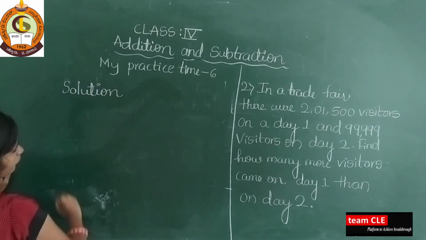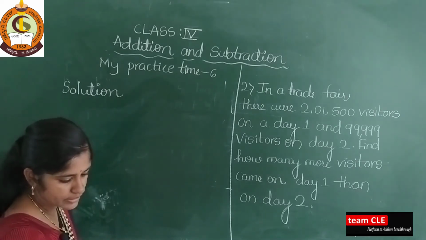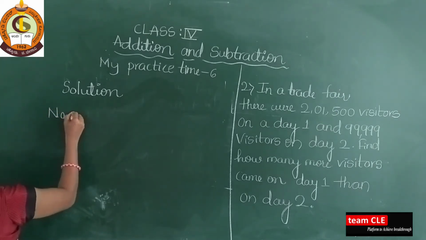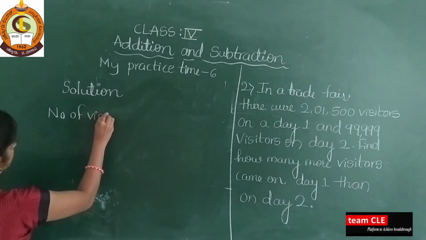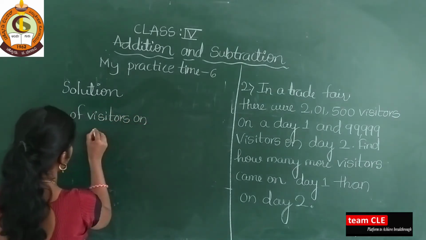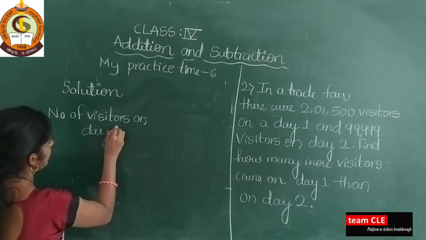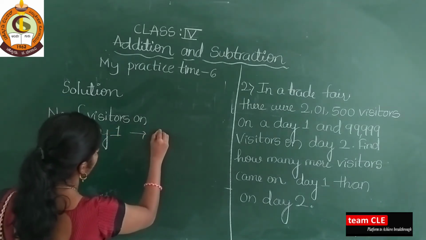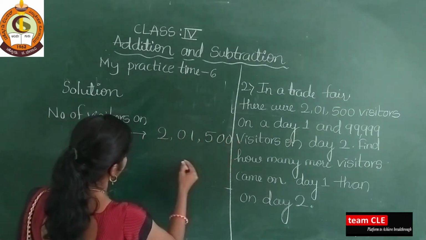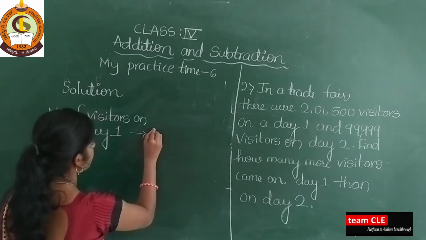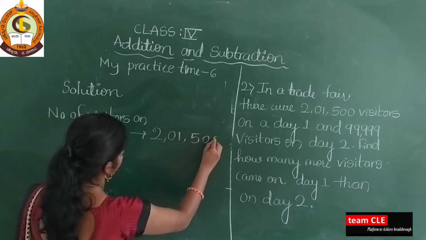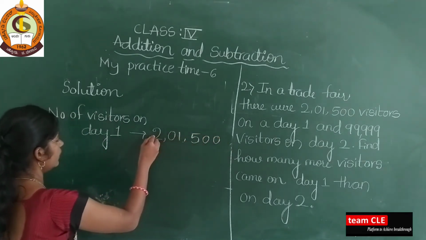Solution: number of visitors on day 1. How many are there? Tell me. 2,01,500. Okay, 2 lakh. I will write once again: 2,01,500. Ones, tens, hundreds, thousands, ten thousands, lakh.